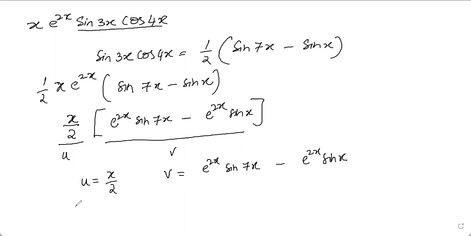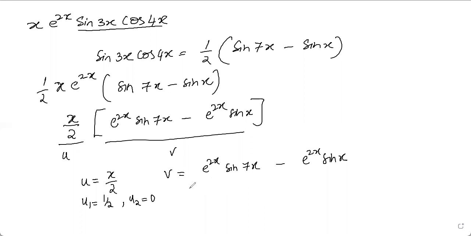Now we will find u1 here. u1 will be 1 by 2 and u2 will be 0, and that is for n greater than or equal to 2.